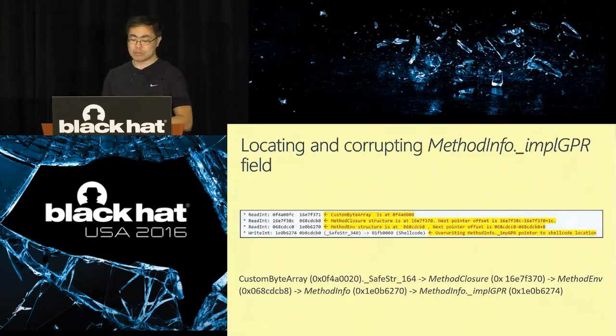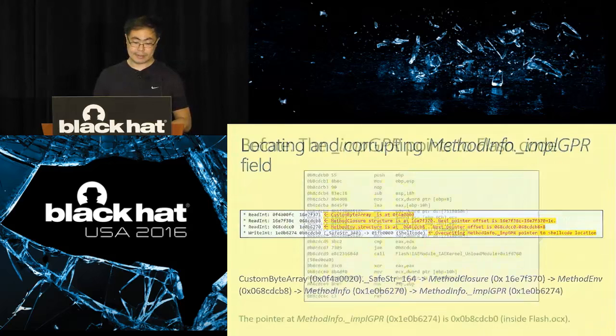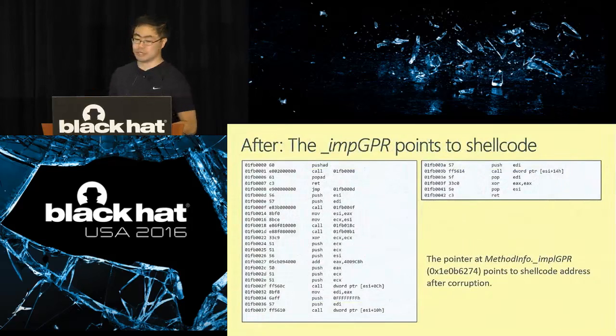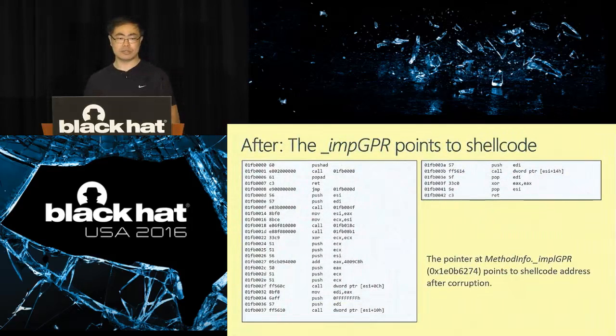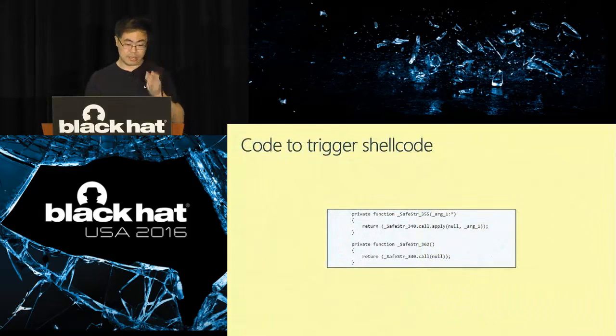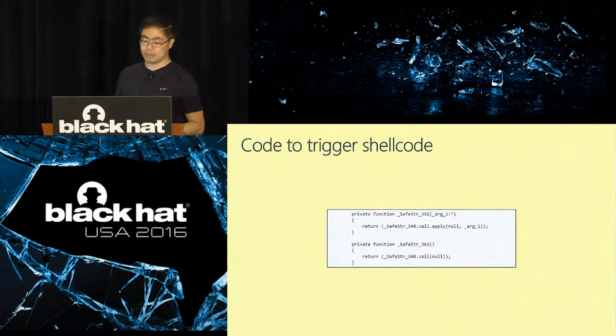And it will go through multiple structures and hop through those structures, and you will override the input GPR pointer here. The original input GPR pointer is pointing to some flash code originally, right? Just shown here. But after corruption, it will be pointing to shellcode. And whenever you call this dummy method, when the dummy method returns, instead of calling some flash utility routine, it will just call shellcode. And the actual code that triggers shellcode is calling the dummy method.